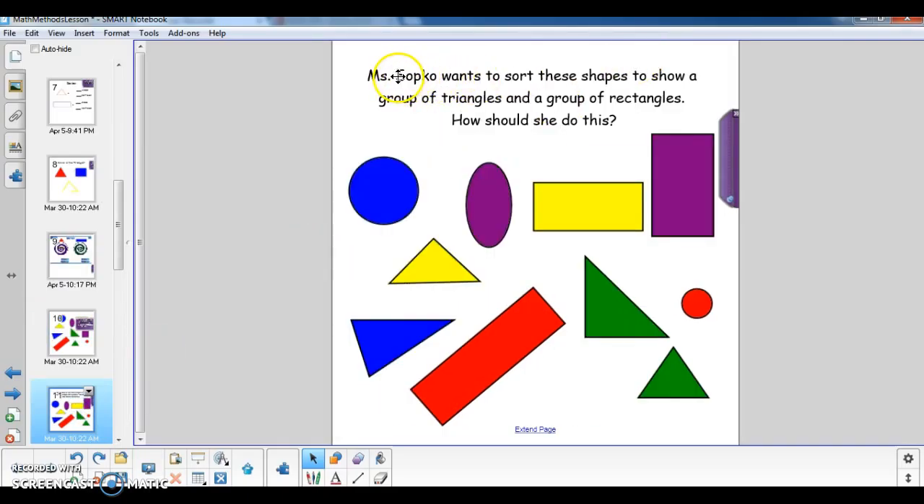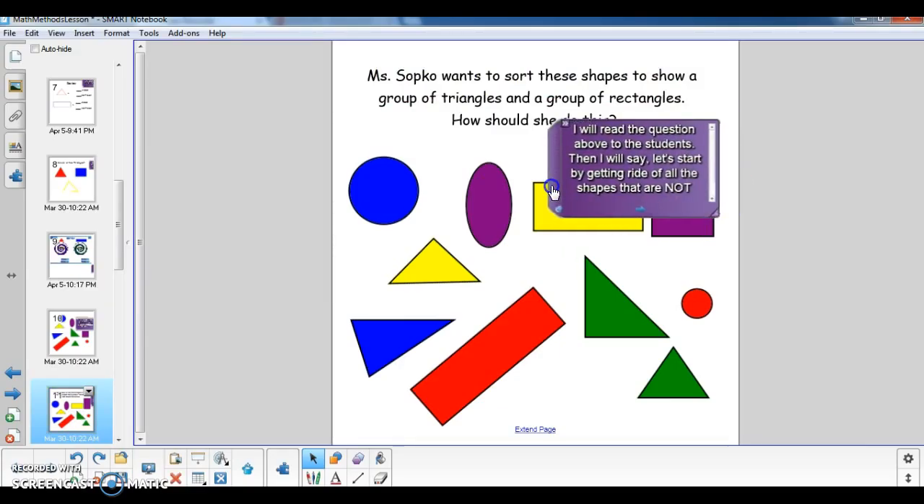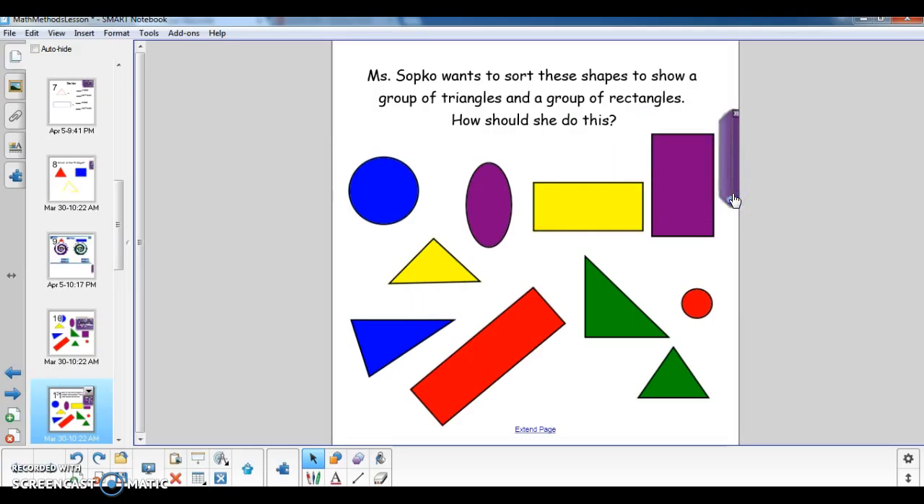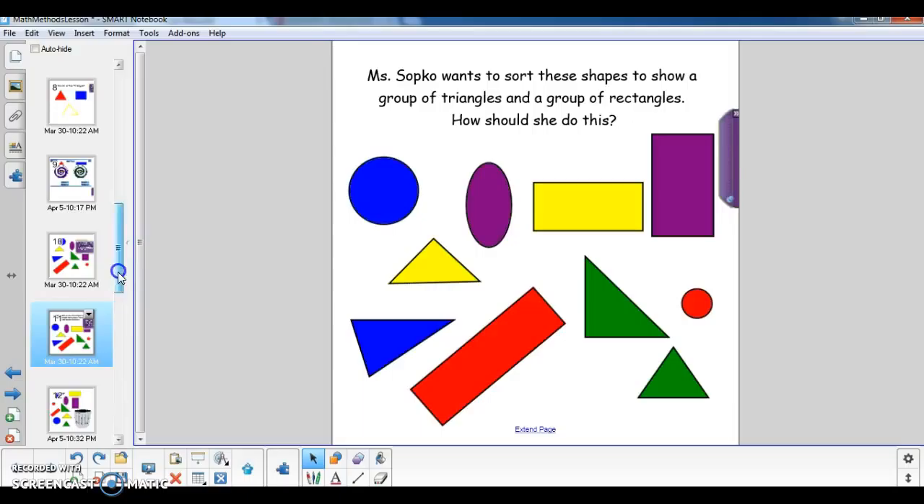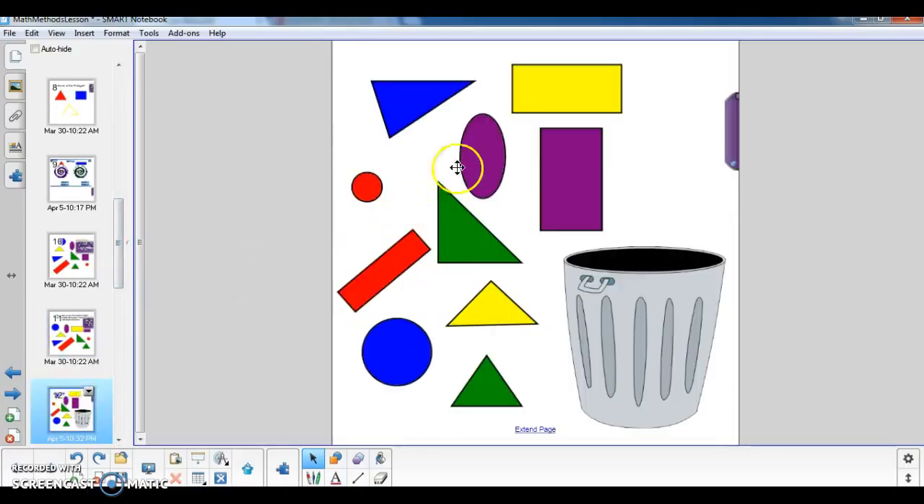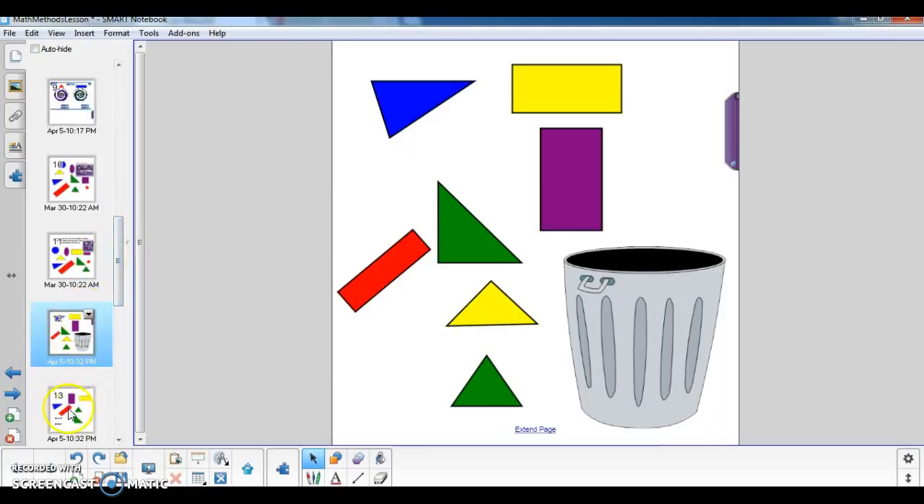And then I'm going to give them this question. Ms. Sopko wants to sort these shapes to show a group of triangles and a group of rectangles. How should she do this? So first I will say, to do this, let's first get rid of all the ones that are not triangles or rectangles. So on the next slide, I would have students come up and drag the shapes that they want into the trash can. So they would move the oval and the 2 circles into the trash can, meaning that those are not a triangle or a rectangle.